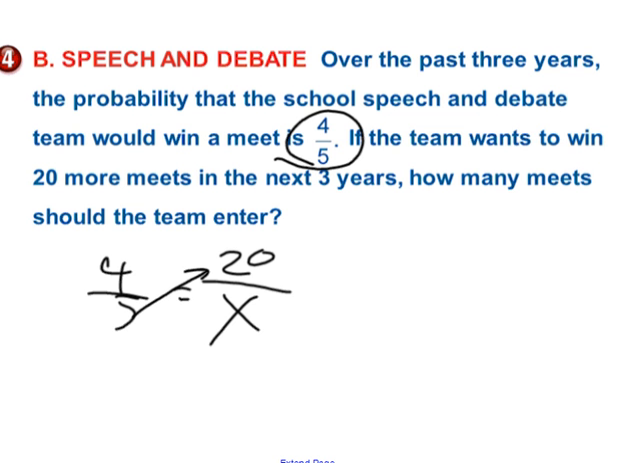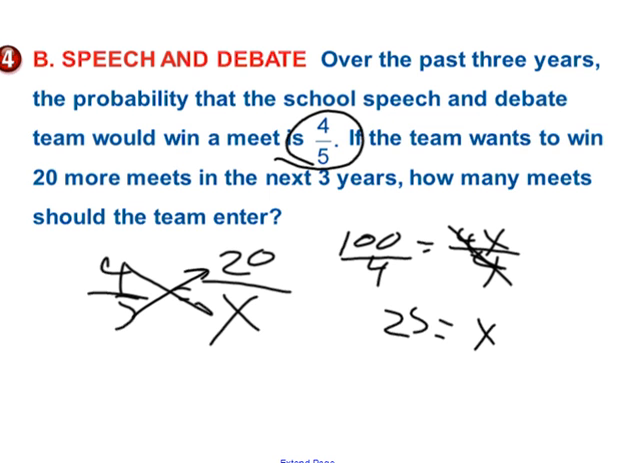5 times 20 is 100. 4 times X is 4X. Divide both sides by 4. X then would be equal to 25. They should enter 25 meets if they win 4 out of 5 of them and they want to win 20 in the next 3 years.